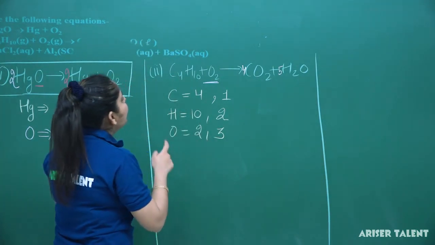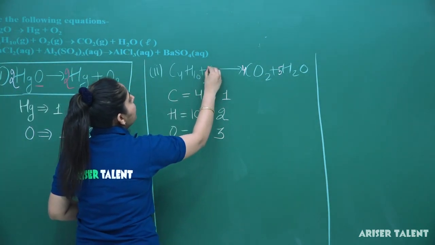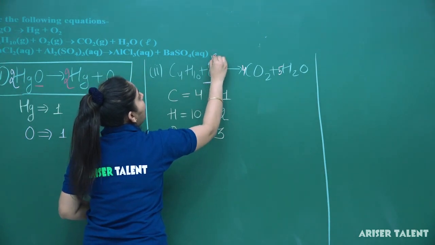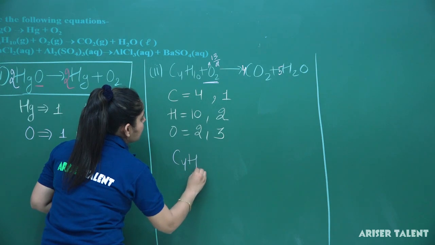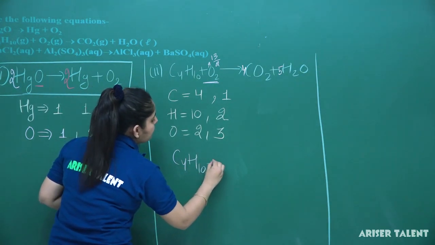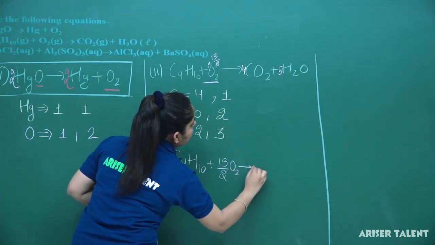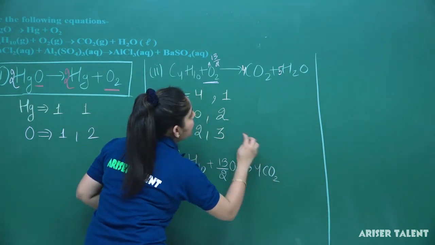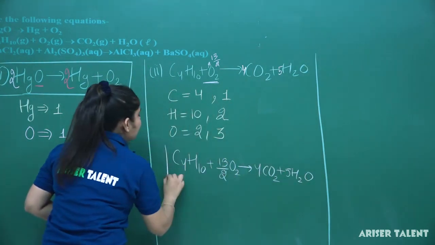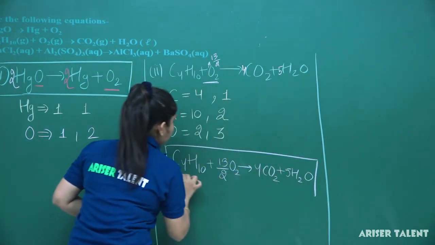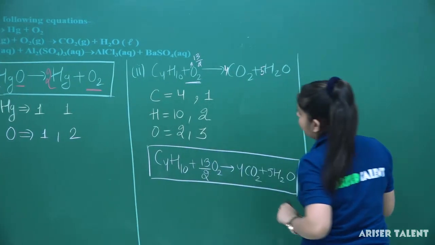So what we will do, we will try to balance the oxygen atom. So I will multiply here by 13 by 2. So the correct equation is C4H10 plus 13 by 2 O2 gives 4 CO2 plus 5 H2O. So this will be the correct solution of the equation. It means it is a completely balanced equation.